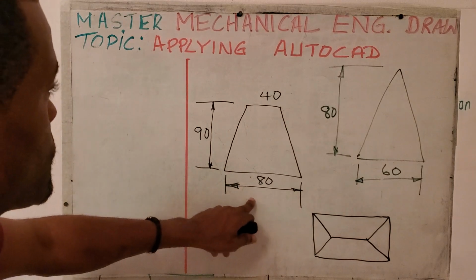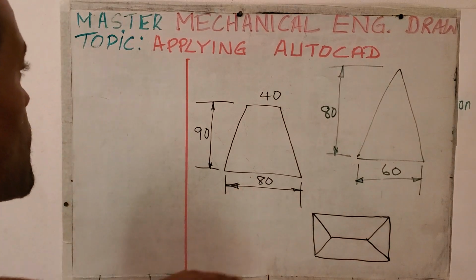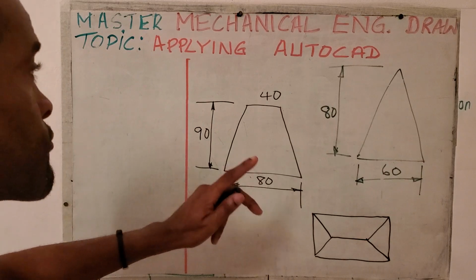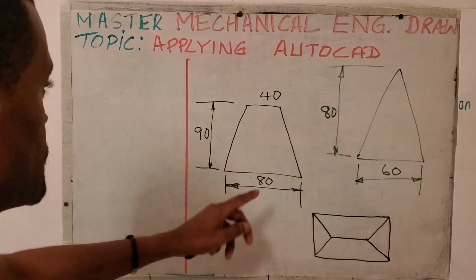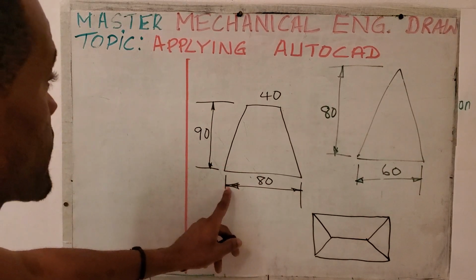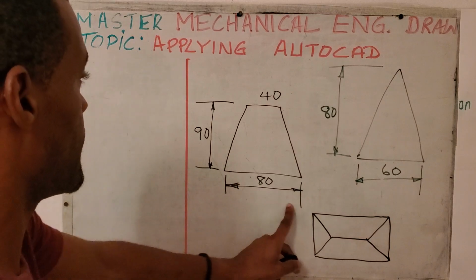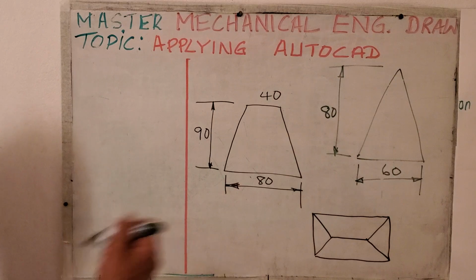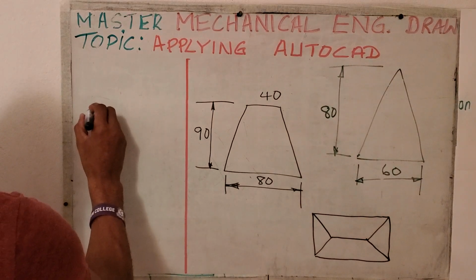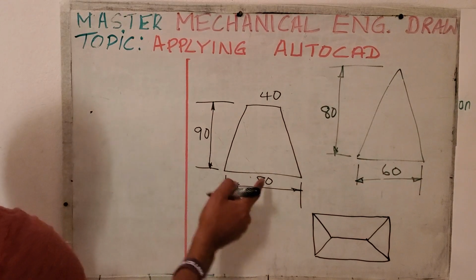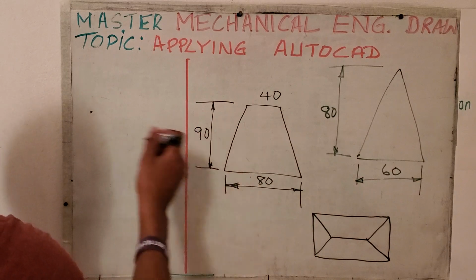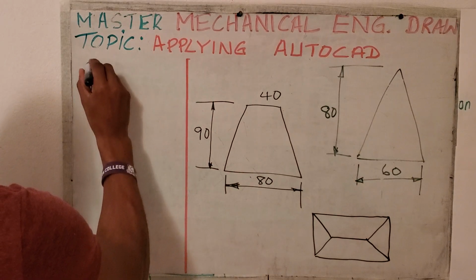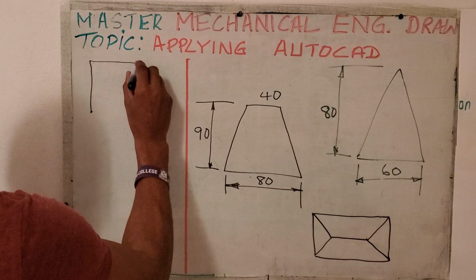Now onto this figure. Again, I'll be applying rectangle. To draw this figure, I'll first draw a rectangle 80 by 90. So I'll type REC, click my start point, and the upper point would be 80, 90. Enter to get this.